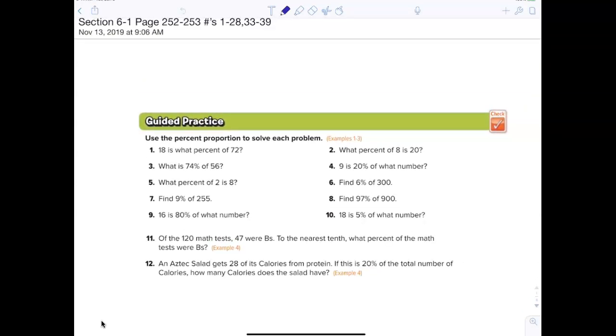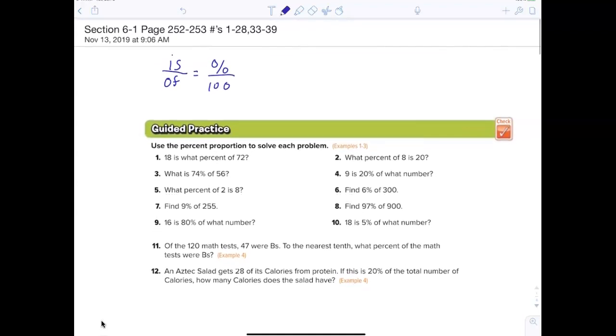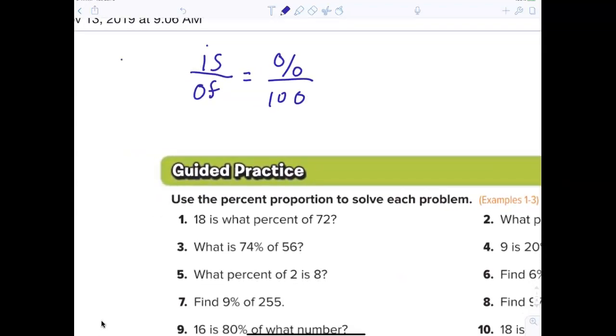What you did last year was you learned this rule: is over of. So I want everybody to write that down. Is over of is equal to the percent over 100. Now we already know percent means out of 100. So basically the number next to the "is" goes in the numerator and the "of" goes on the what? The denominator.